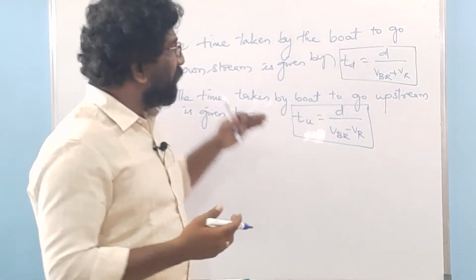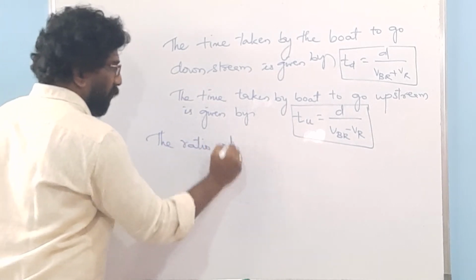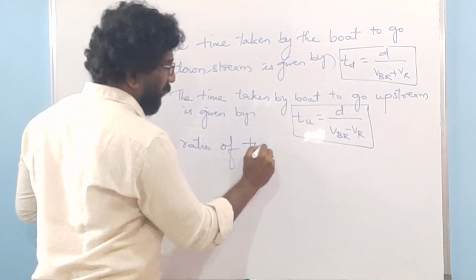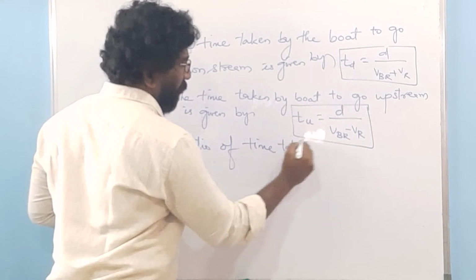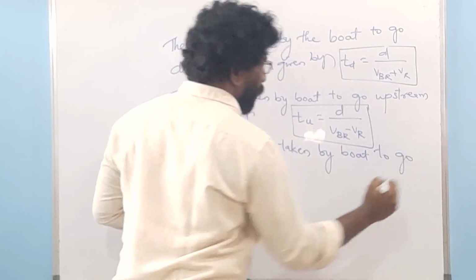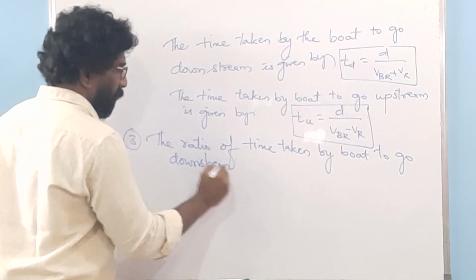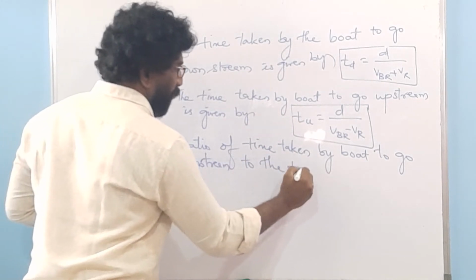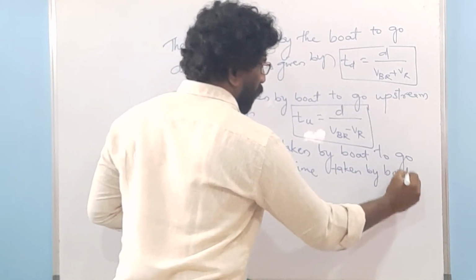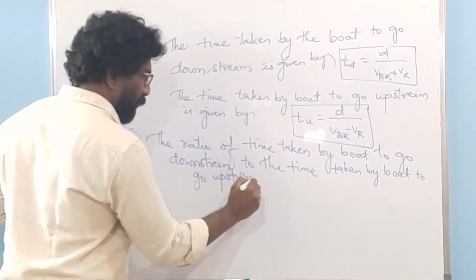Now let us see the ratio of these two. The ratio, so this will be the third one now. The ratio of time taken by boat to go downstream to the time taken by boat to go upstream. So this formula is very important.